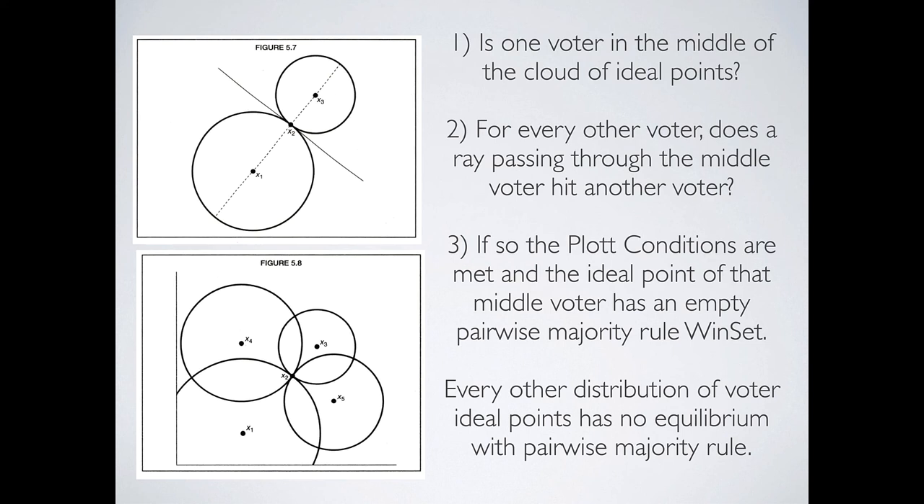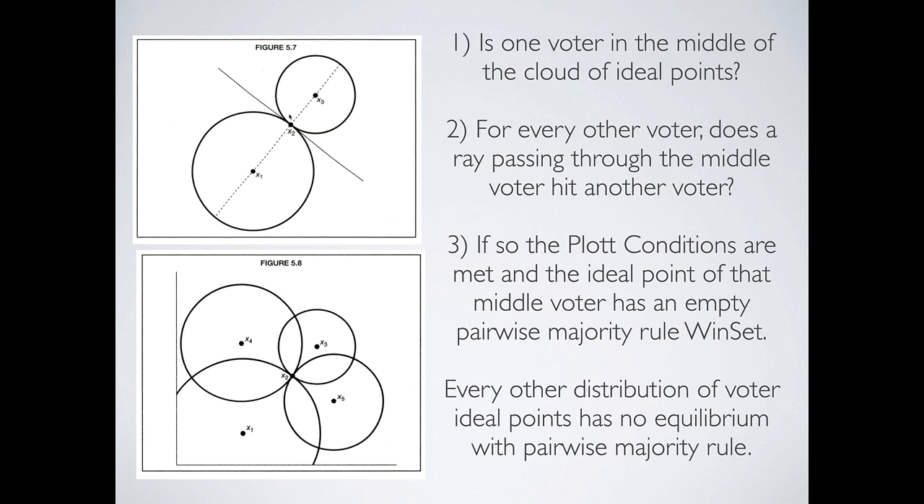So first, is there one voter in the middle of the cloud of ideal points? It's a two-dimensional space, so I'm just calling it the cloud of ideal points. This one's not so much a cloud, but you get the idea. And in both these situations, there is a voter that is sort of in the middle. Then, for every other voter, does a ray passing through the middle voter hit another voter? Is that true for everybody?